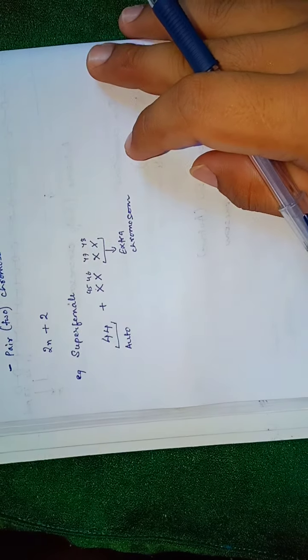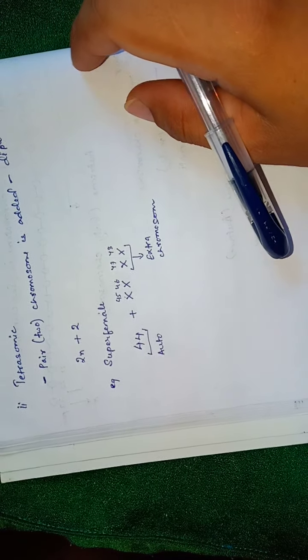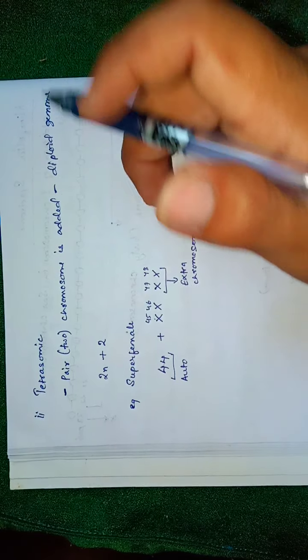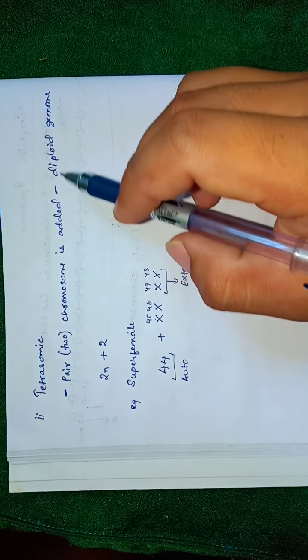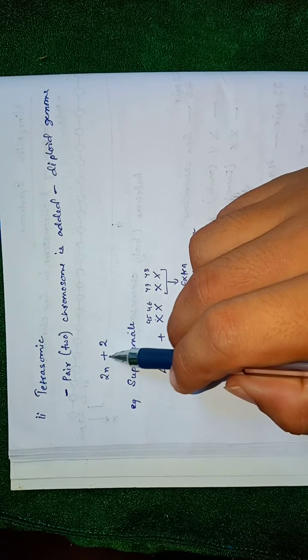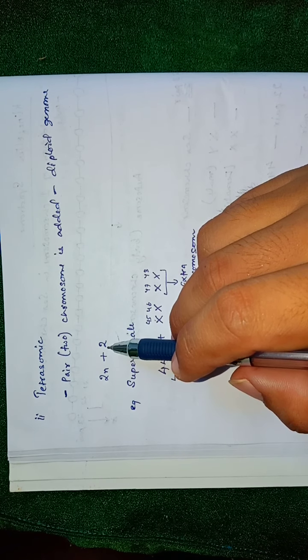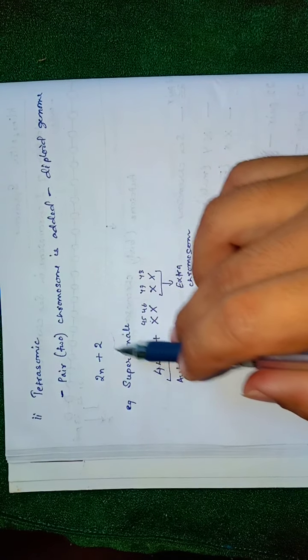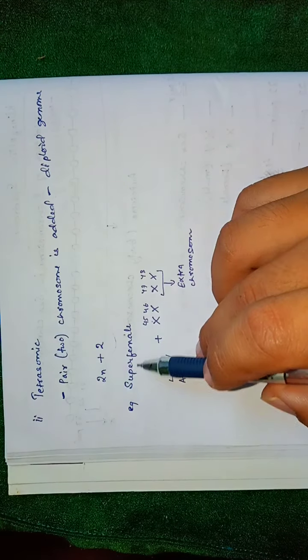And the fourth one, the second type of polysomic, is the tetrasomic. In tetrasomic, a pair of chromosome is added to the diploid genome. Now pair means 2, so this chromosome is also being added to the sex chromosome. Now this type of disorder occurs in female.